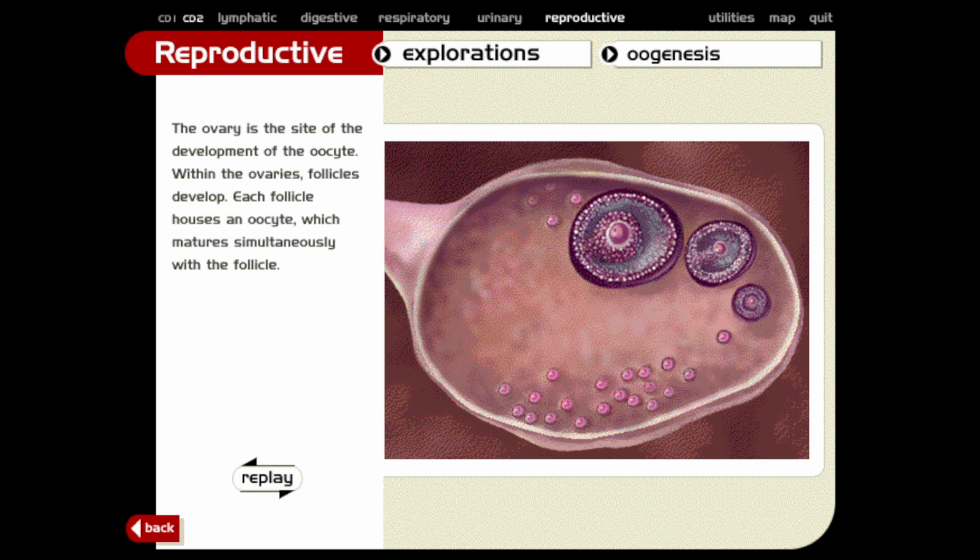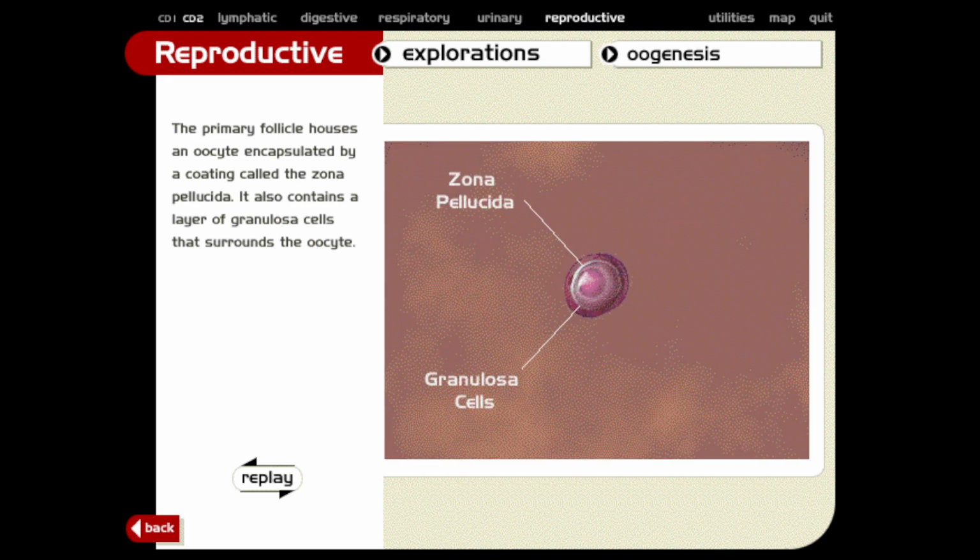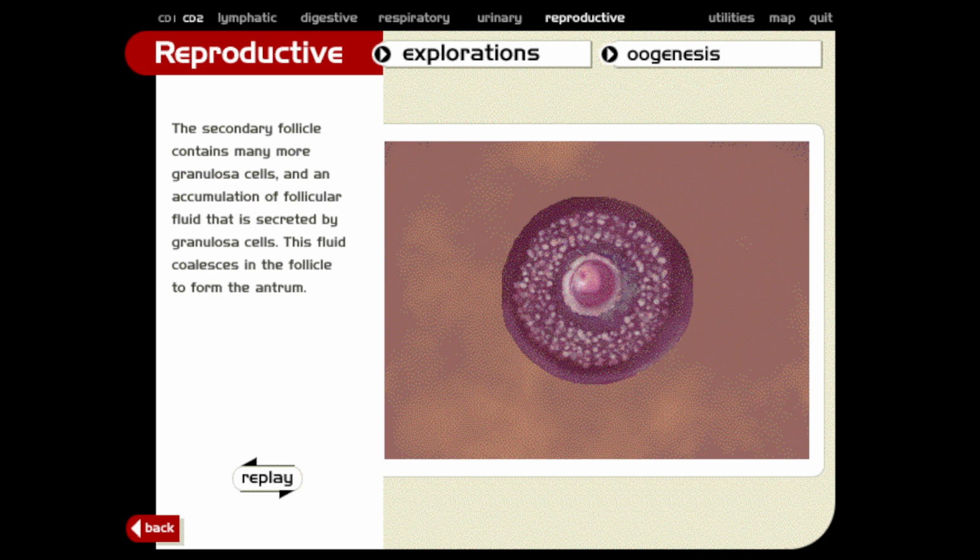The ovary is the site of the development of the oocyte. Within the ovaries, follicles develop. Each follicle houses an oocyte, which matures simultaneously with the follicle. The primary follicle houses an oocyte encapsulated by a coating called the zona pellucida. It also contains a layer of granulosa cells that surrounds the oocyte. The secondary follicle contains many more granulosa cells and an accumulation of follicular fluid that is secreted by granulosa cells. This fluid coalesces in the follicle to form the antrum.